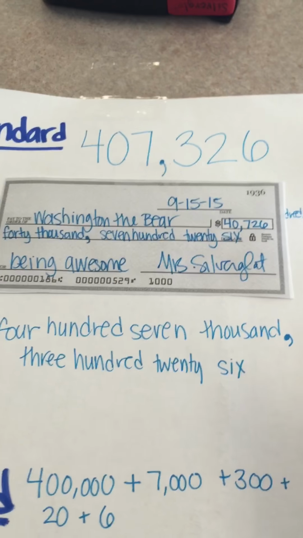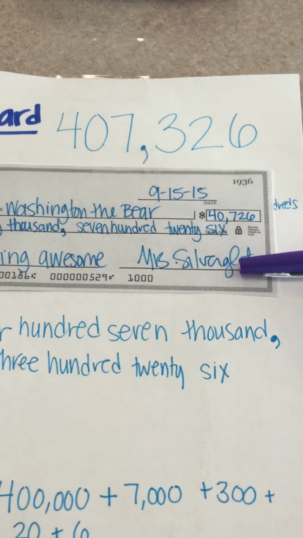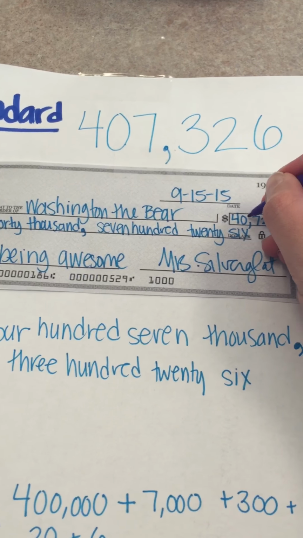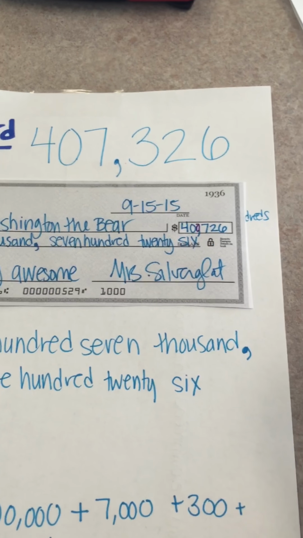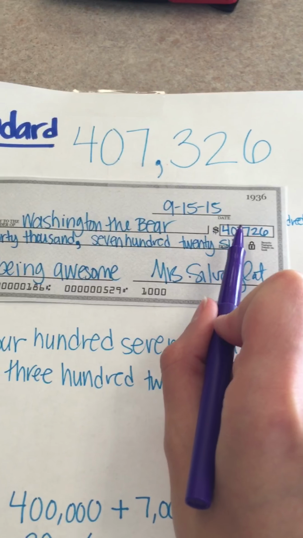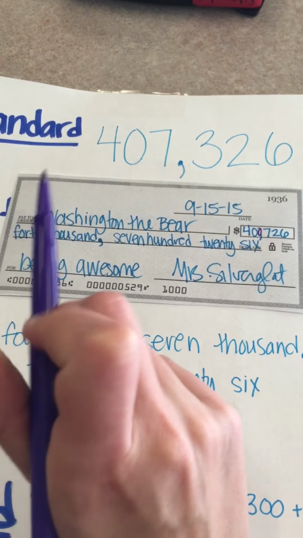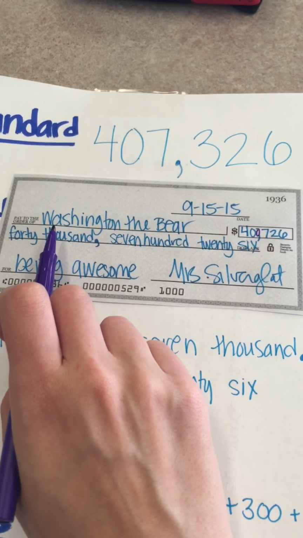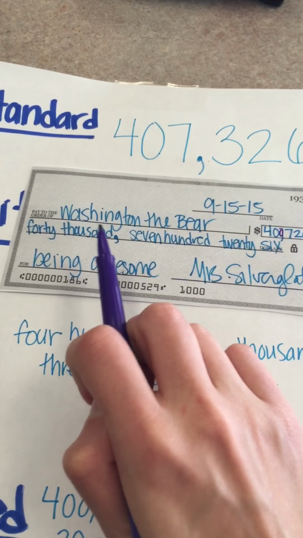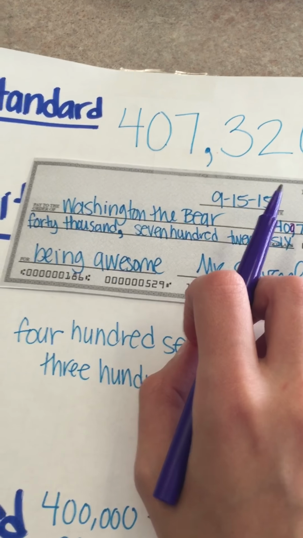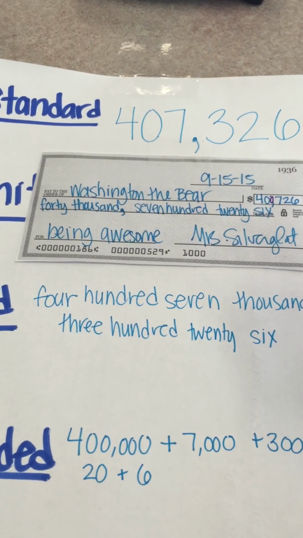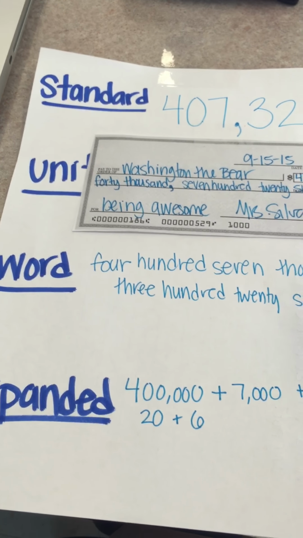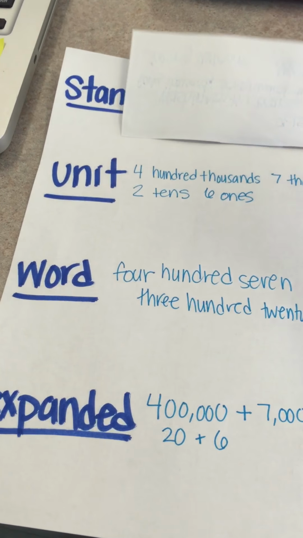This makes sure that if Washington goes to the bank and says, ho, ho, ho, I actually want $400,726, they would look and say, oh, you know what? That standard form does not match the word form. You will be using standard form and word form when you write checks. It's important that you learn the difference now so you'll be ready when you have your own bank account. I hope this cleared up some of the confusion between standard, unit, word, and expanded form.